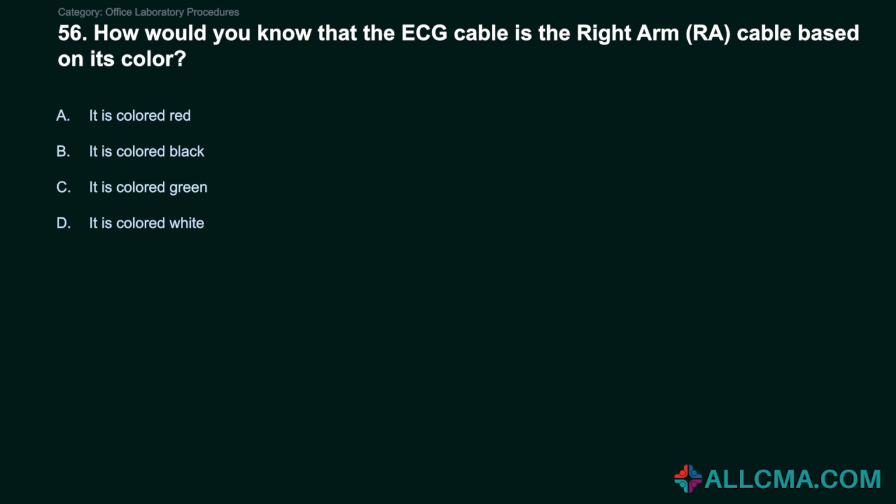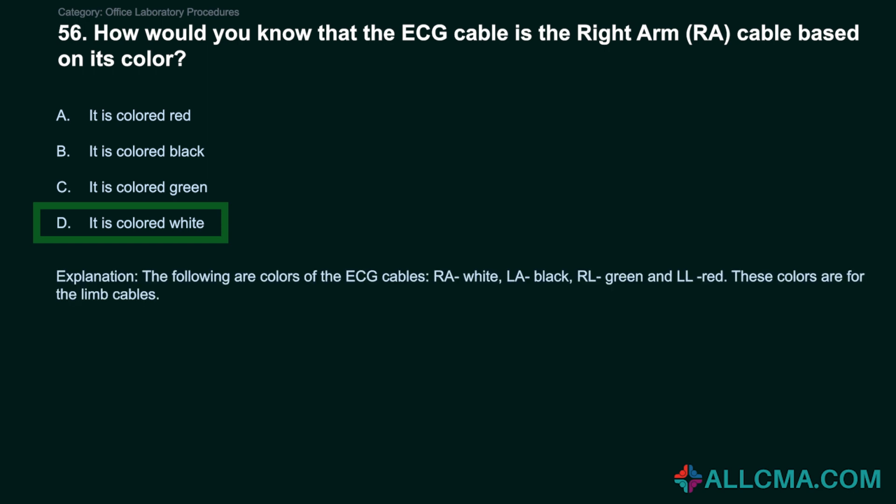56. How would you know that the ECG cable is the right arm, or RA, cable based on its color? A. It is colored red. B. It is colored black. C. It is colored green. D. It is colored white. Correct answer, D. It is colored white. The following are colors of the ECG cables: RA white, LA black, RL green, and LL red. These colors are for the limb cables.